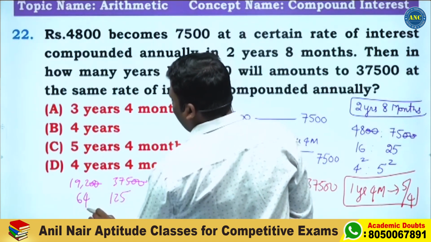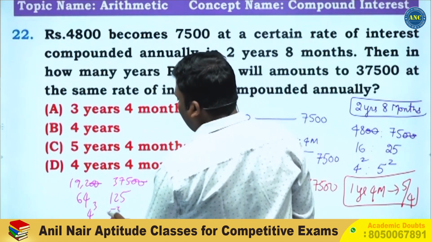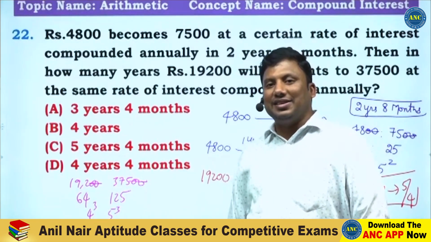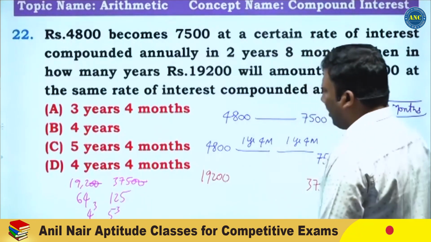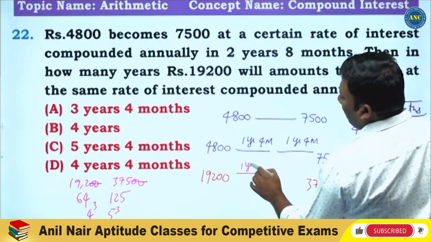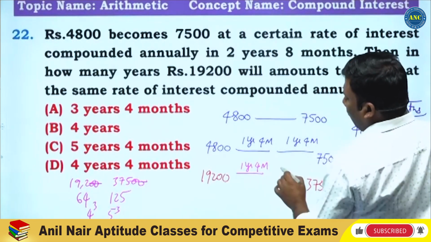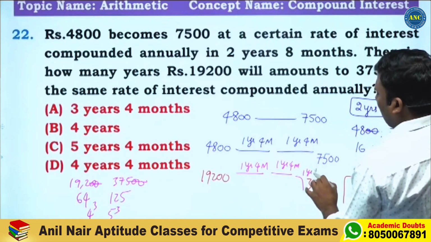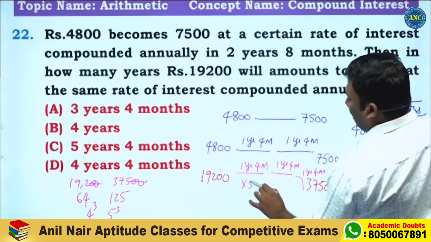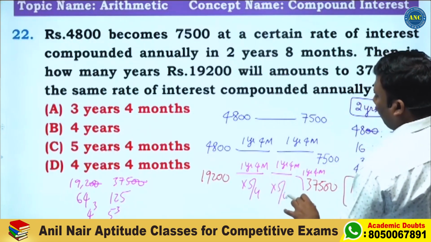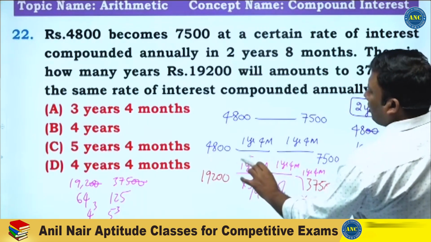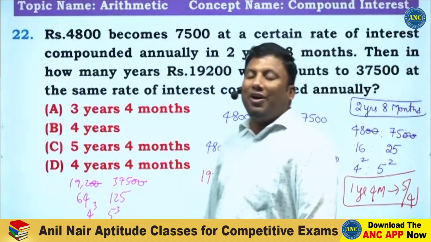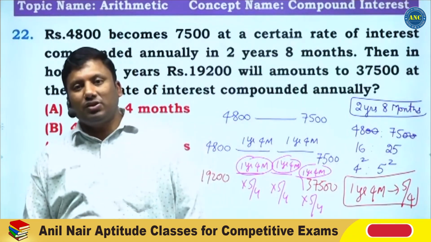64s are 3 125s are. It is 4 cube and 5 cube. That means the scaling factor is 5 by 4 only, but 3 times we have to take. For 5 by 4, what will be the time? 1 year 4 months, again 1 year 4 months. So it is into 5 by 4, into 5 by 4 and into 5 by 4. So the total time will be 1 year 4 months plus 1 year 4 months plus 1 year 4 months.